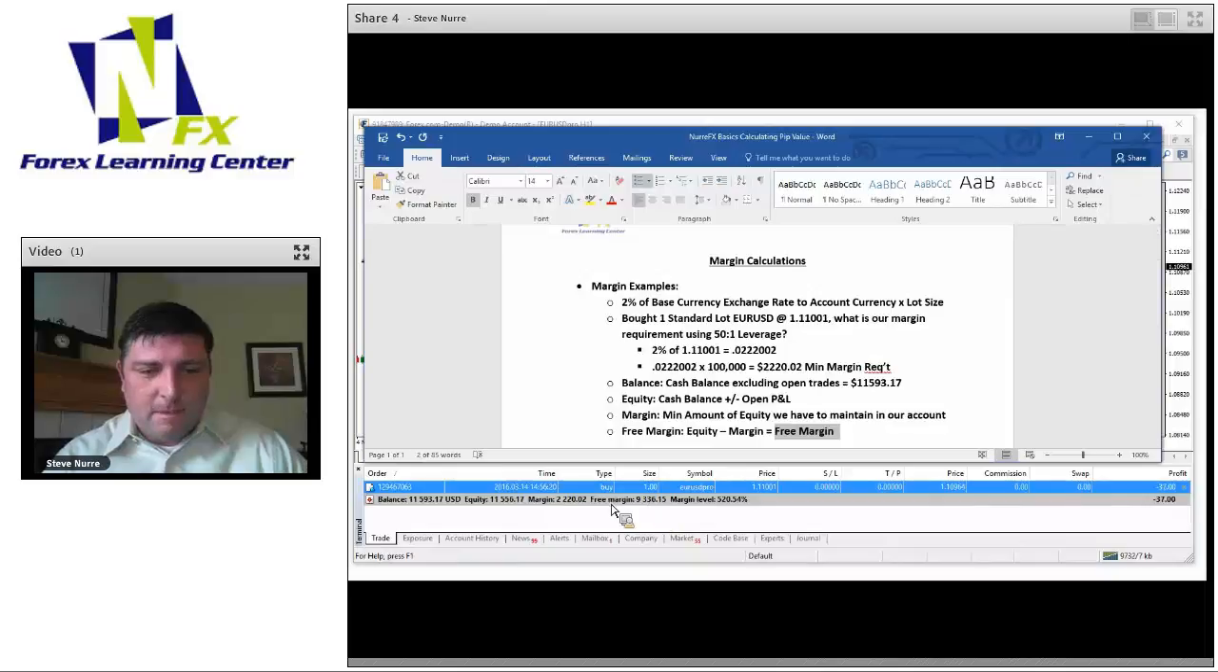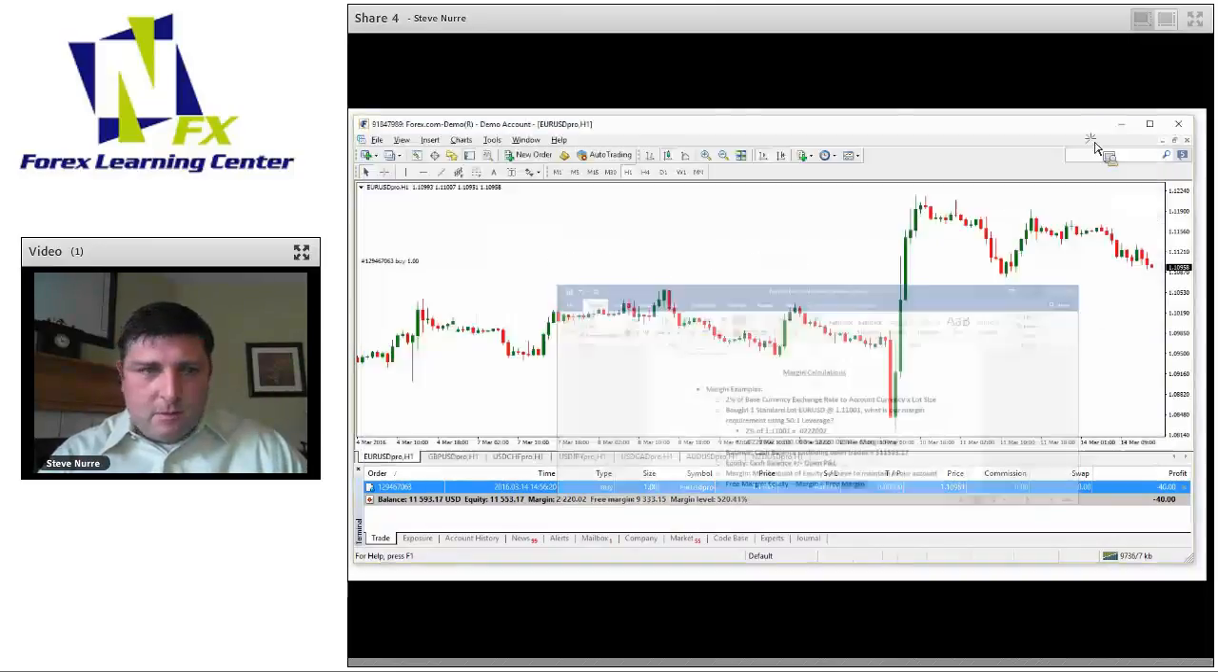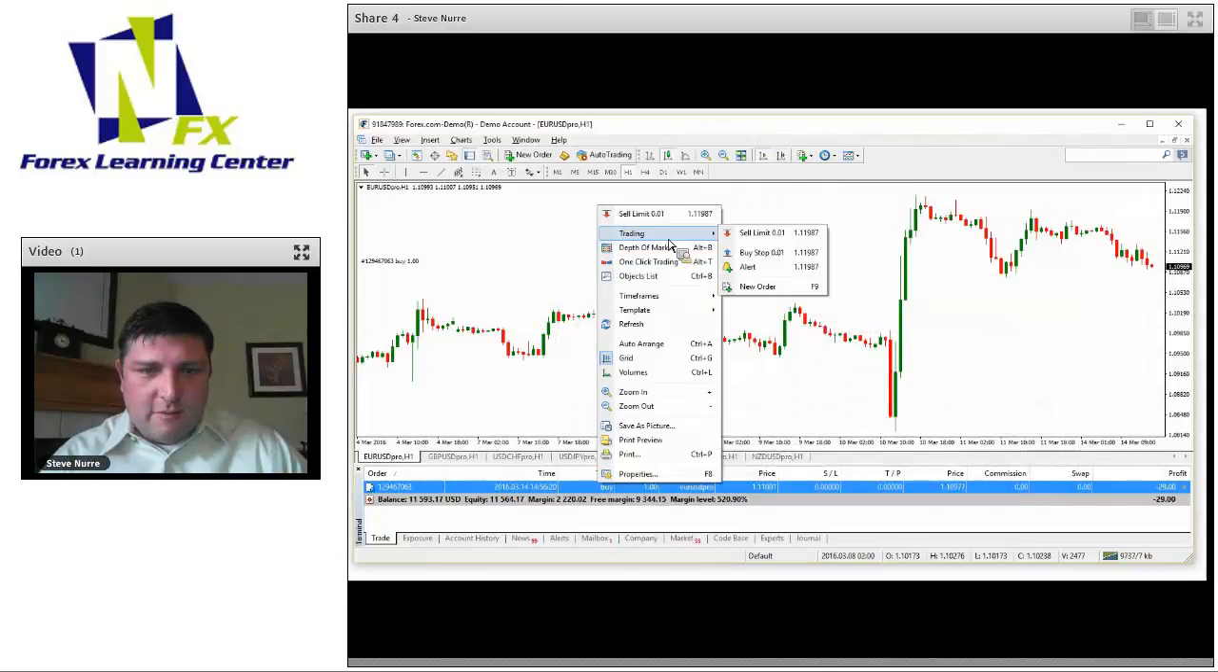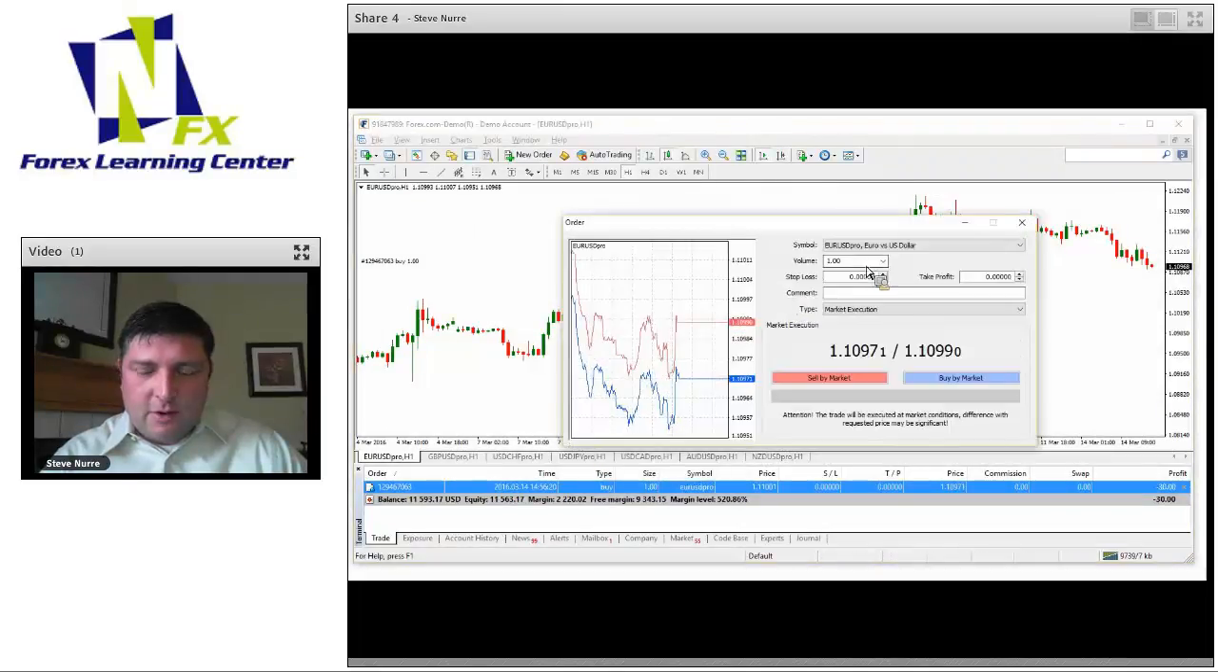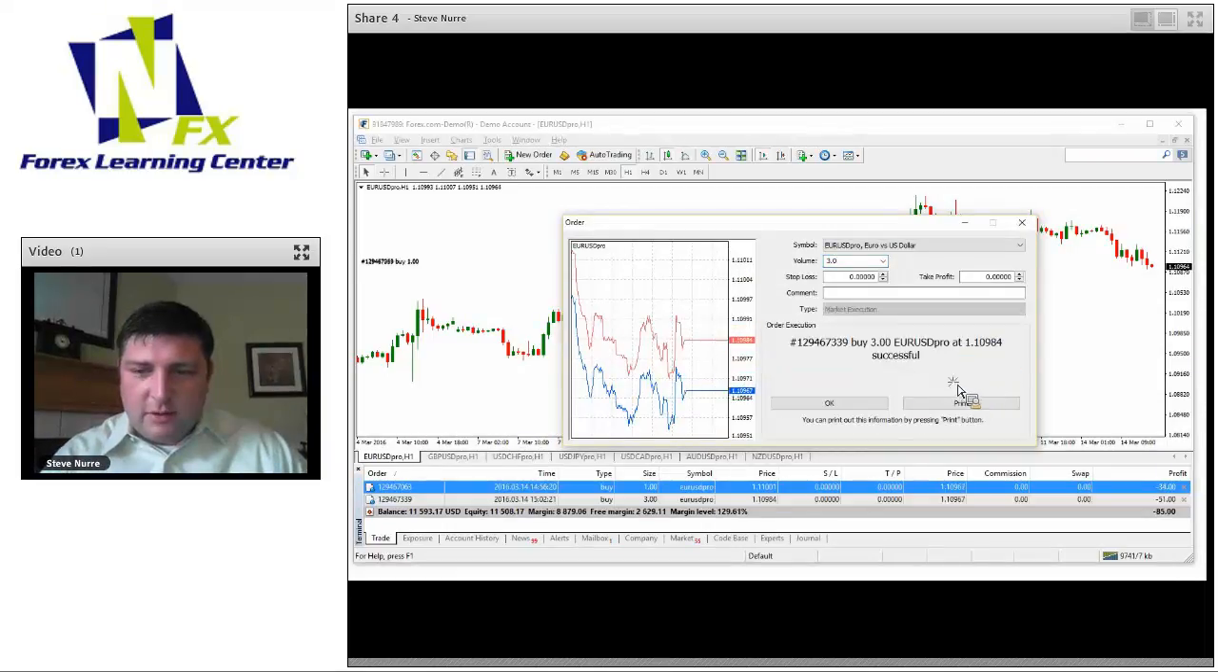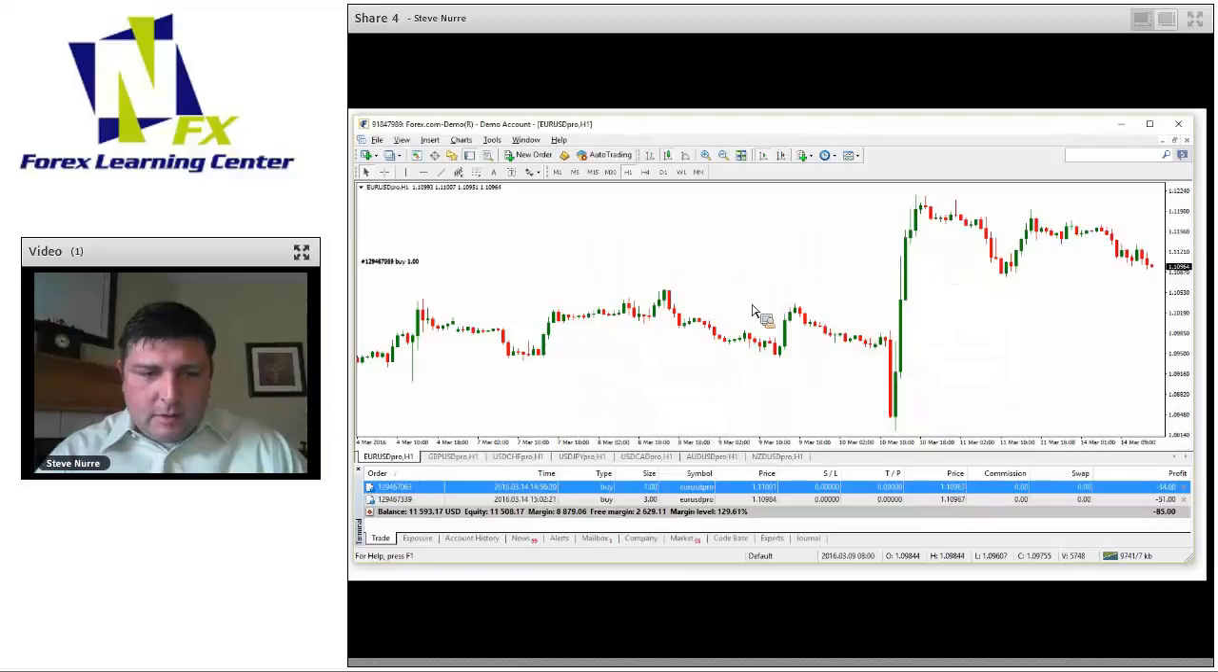Now, as you can see, if we were to go in and over leverage our account, we're going to gradually run out of equity. Let's say we were to do 3 more standard lots on this euro US dollar. Now look what happens. Those 3 numbers are changing now.